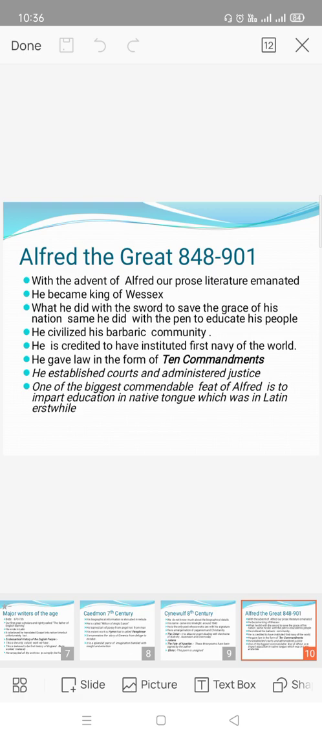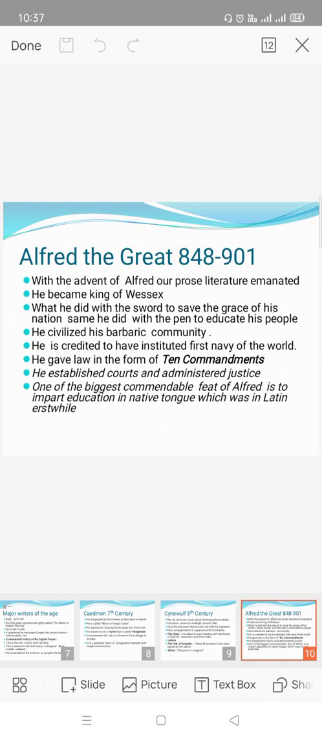Now let us discuss one of the most important writers and one of the most important rulers of the Anglo-Saxon period. He is Alfred the Great, and he was born in 1848 and died in 1901. With the advent of Alfred, our prose literature emanated. If we call him the father of English prose, it would not be out of place.